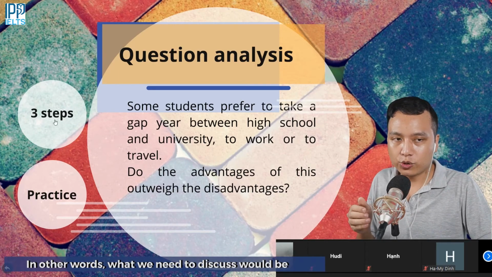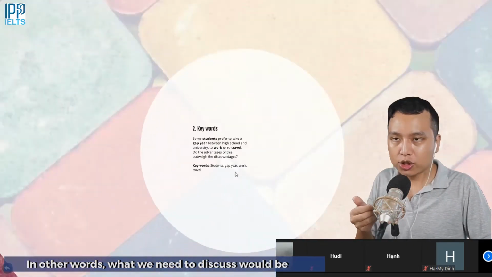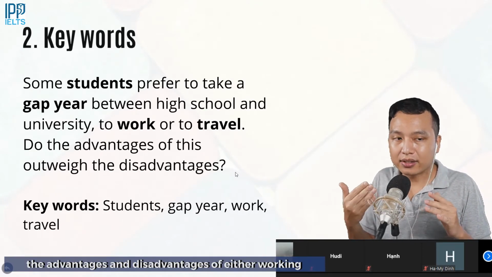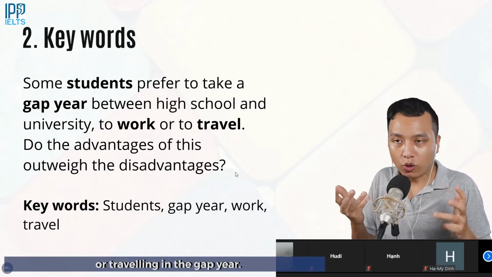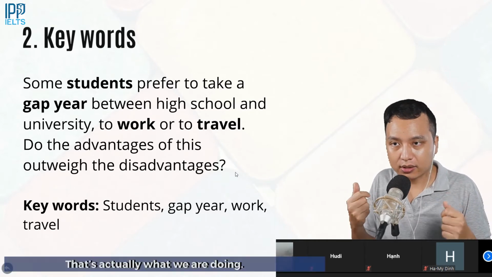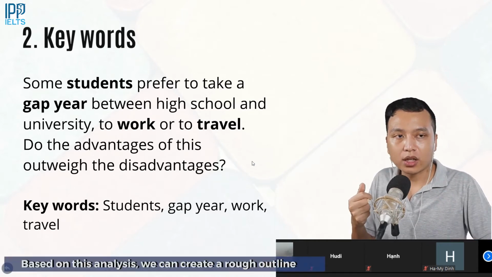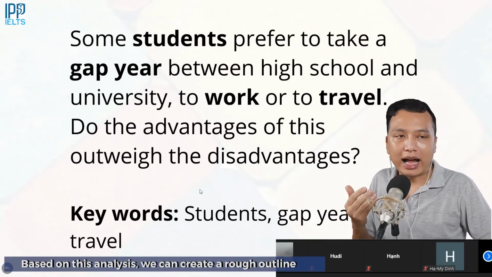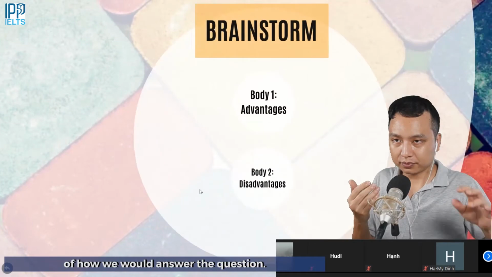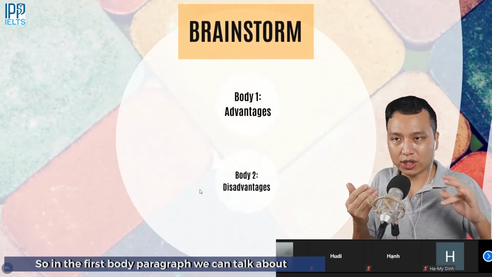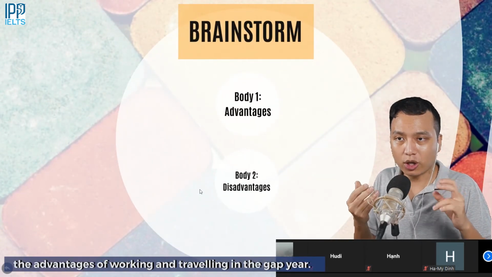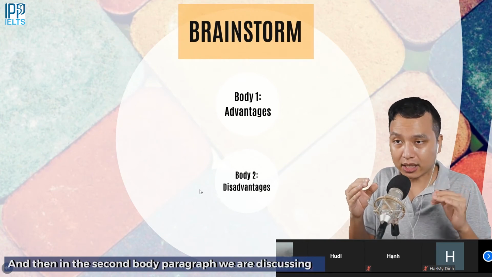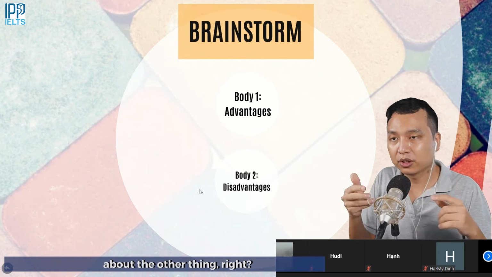In other words, what we need to discuss would be the advantages and disadvantages of either working or traveling in the gap year. So that's actually what we are doing. Based on this analysis, we can create a rough outline of how we will answer the question. So in the first body paragraph, we can talk about the advantages of working and traveling in the gap year. And then in the second body paragraph, we are discussing the other things, right?